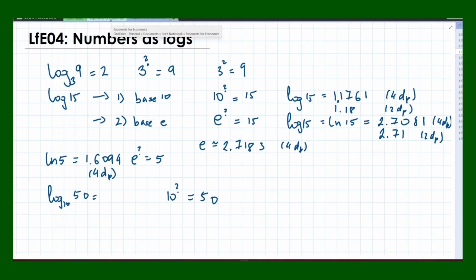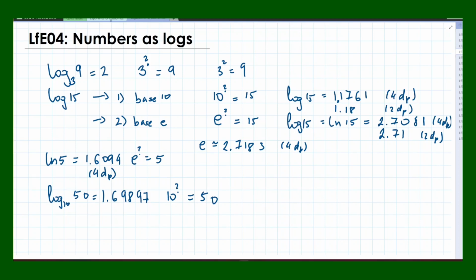So we need to use the base 10 log, and we need to put 50 behind the log sign, not forgetting to close the bracket. So the answer here would be 1.69897 and a few zeros and a 4.